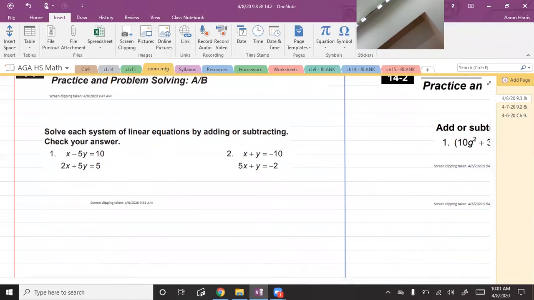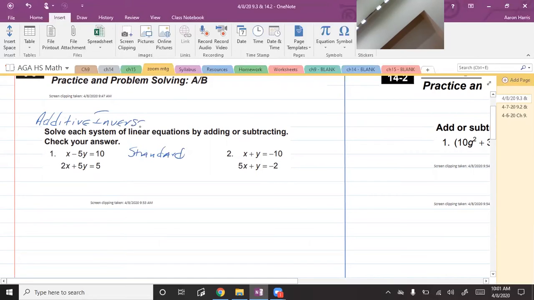This one's adding, subtracting. So notice that, first of all, these are in what? Standard form. So since they're in standard form, we're able to just go through them by eliminating one of the variables. You have to eliminate the x or you have to eliminate the y. What are you looking for? You're either looking for an additive inverse or you're looking for the exact same number, okay? And then you'll be able to add or subtract them.